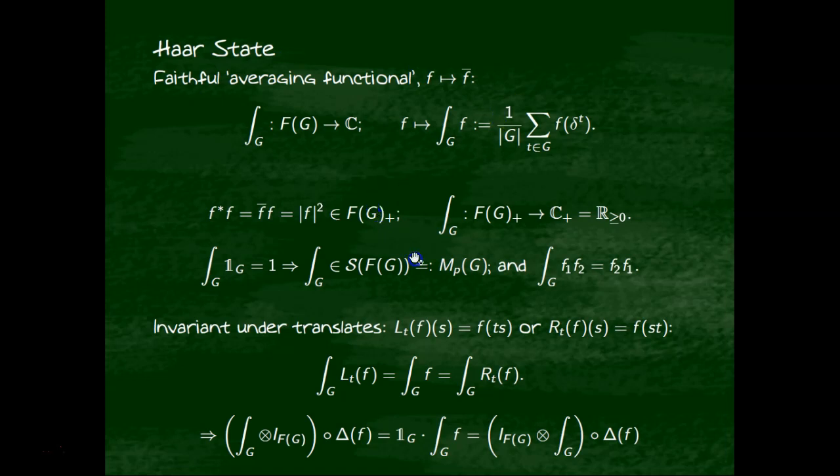Averaging, no. It is a state. It is tracial. What am I missing? Well, it's positive as well. Most importantly, it's invariant.